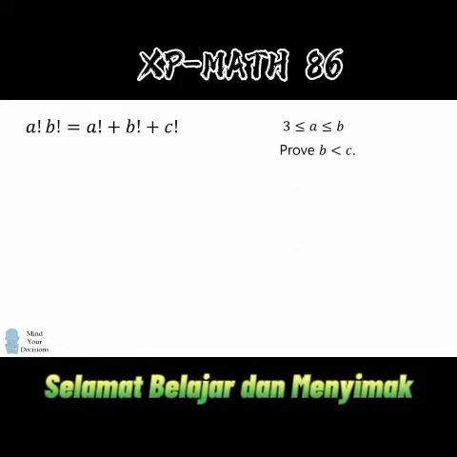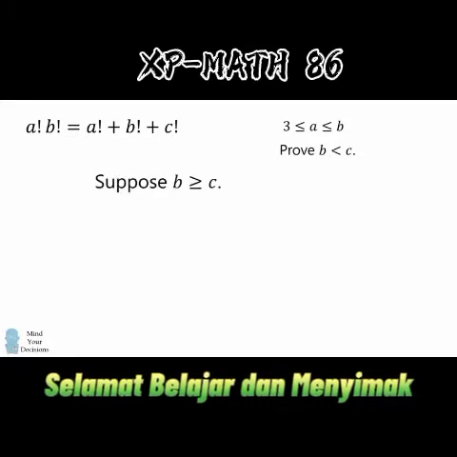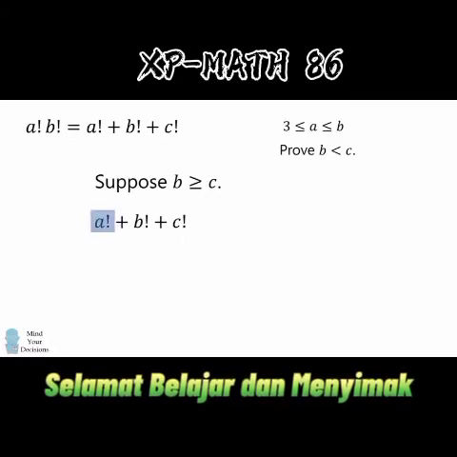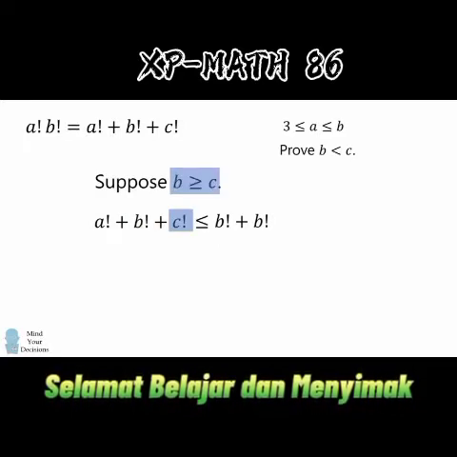From here, we're going to prove that b is less than c. To do that, we'll assume the opposite, b is greater than or equal to c, and then derive a contradiction. We can bound the sum a factorial plus b factorial plus c factorial as follows. We've assumed that a is less than or equal to b, therefore a factorial will be less than or equal to b factorial. Then b factorial is equal to b factorial. We can then bound c factorial because we've supposed that c is less than or equal to b. Therefore, c factorial will be less than or equal to b factorial. This sum will be equal to 3 multiplied by b factorial. So we have an upper bound on the sum.